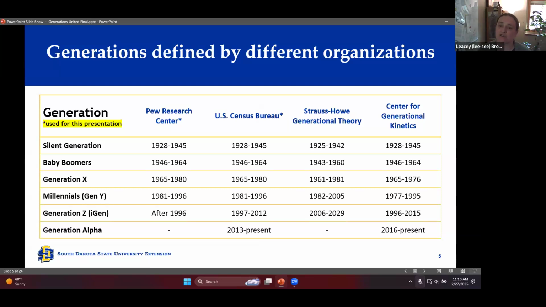But the point of the slide is you can see that depending on what organization you are, you may define the generations differently. And you'll notice there is no Xennial on here. There is no Generation Jones on here. If you hear those terms, they're really just marketing terms. They're not really terms that are used by anybody who is using the generations to conduct research.